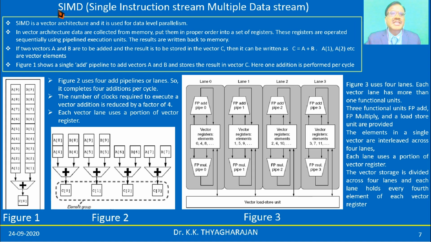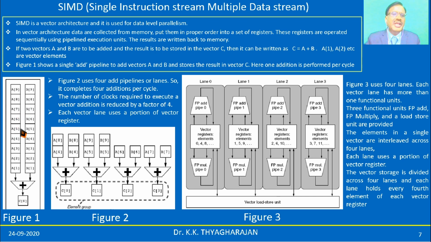Now let us see SIMD in detail. SIMD is a vector architecture and it is used for data level parallelism. In vector architecture, data are collected from the memory and they will be stored in a proper order in vector registers. These registers are operated sequentially using pipelined execution units. The results are written back to the memory.